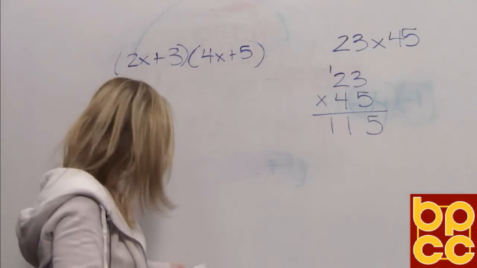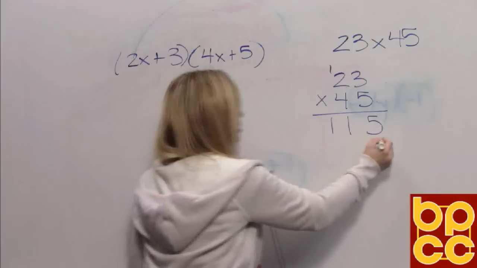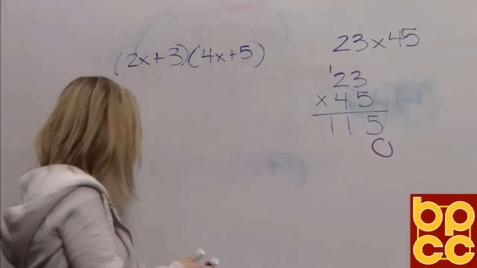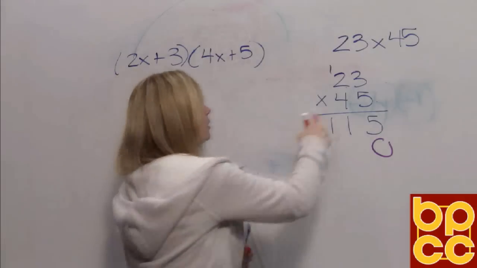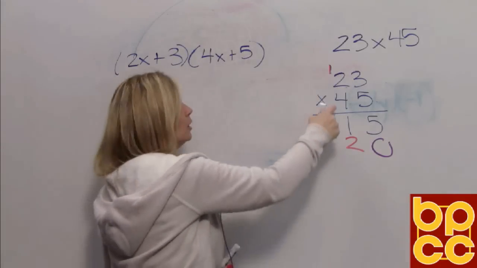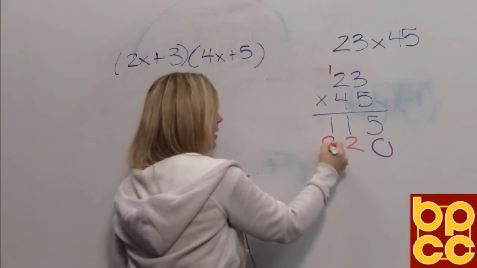But they're not done. The next thing they would do is put a placeholder, because they're done with the digit 5, and now they're moving to the digit 4. And they would say, okay, 4 times 3 is 12, put down the 2, carry the 1. 4 times 2 is 8, and 1 is 9.